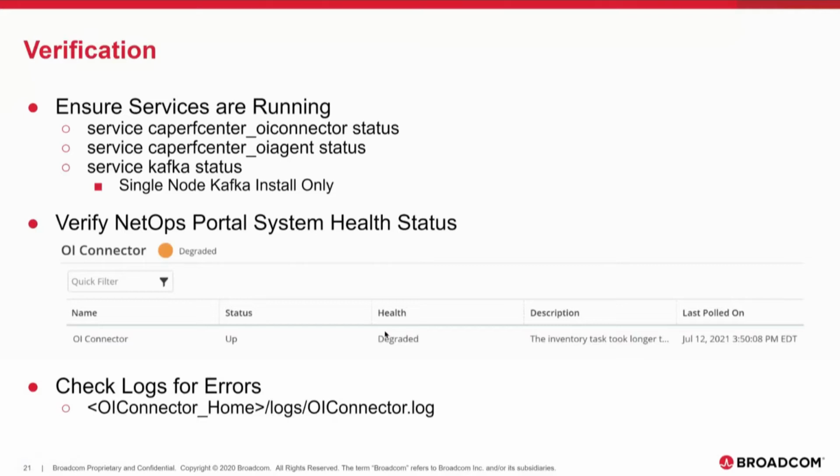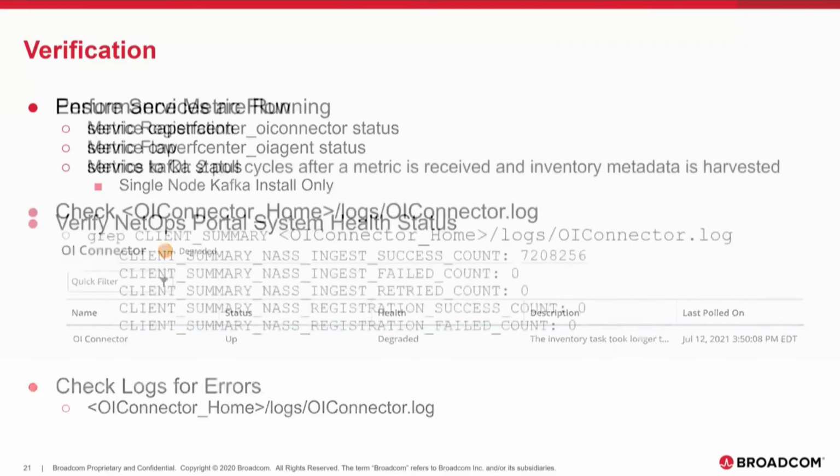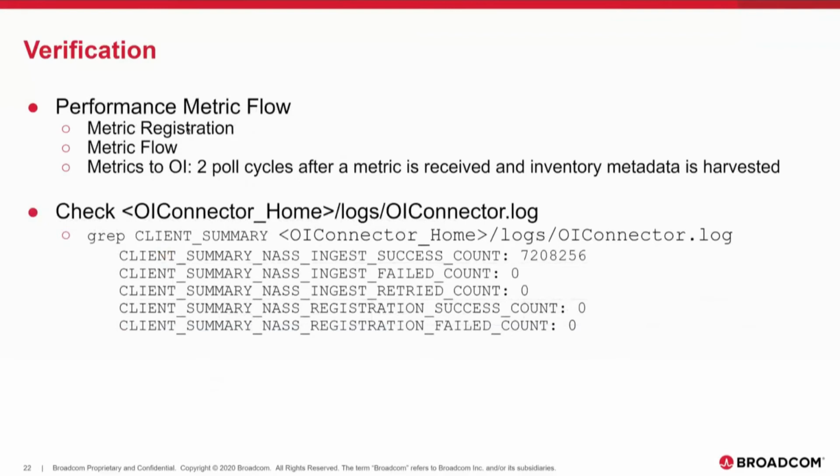Typically, the kinds of things you'll see after install that are not working are authentication. Maybe you provided a bad password for the NetOps portal credentials, or maybe the token to OI is not right. Something like that. You'll see authentication errors in the logs. Those would be typical. We're also going to want to look for performance metric flow.